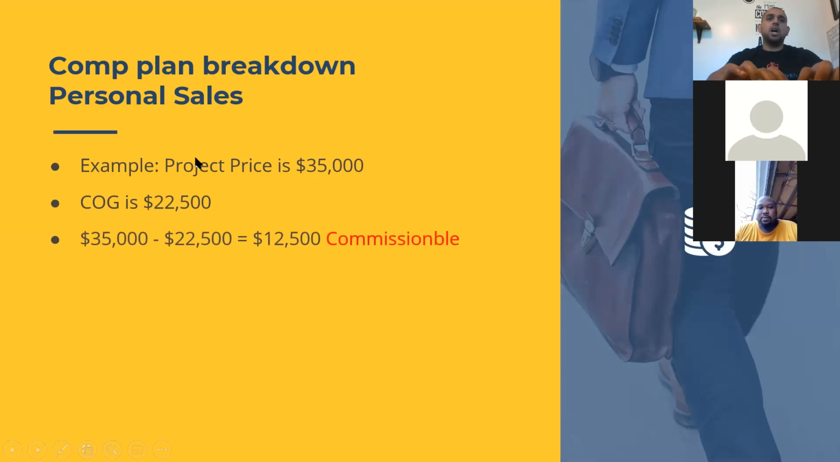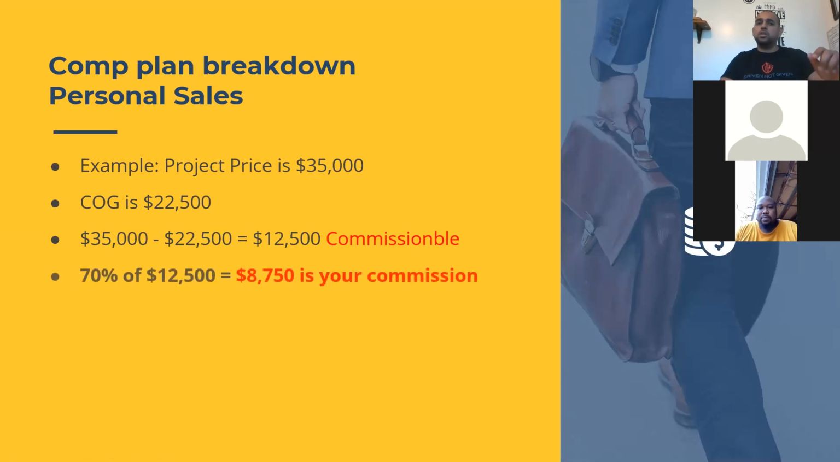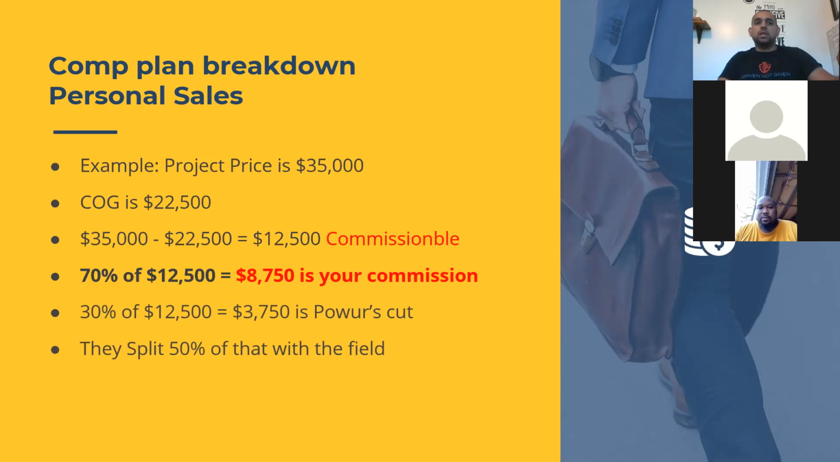Here's an example again. Let's say your cost of goods is $22,500, okay? But the project price is $35,000. That's what you sold it for. That means that there's $12,500 in commissionable dollars. Well, 70% of that belongs to you. So your commission in this scenario would be $87.50. Okay, pretty good commission. Now, Powur's cut, 30% of the $12,500 equals $37.50. That is what Powur takes on that deal, right? So out of the job that's $35,000, Powur's taking $37.50 out of that, and you're taking $87.50.